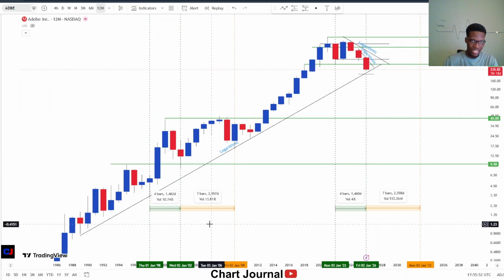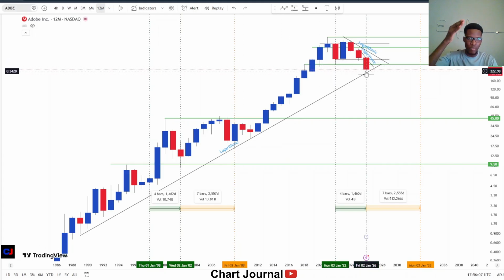Looking at this chart, you can see from this bottom to this bottom took 4 years. The next bottom took 7 years. So we are trying to see if this will happen again. We can see this bottom to this bottom took 4 years. We are going to have a bottom on Adobe in 2026.